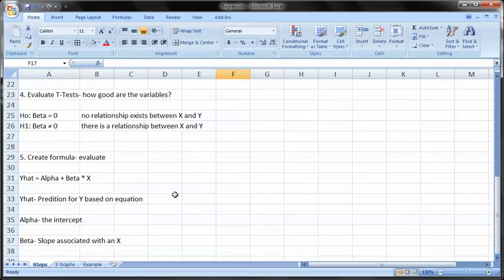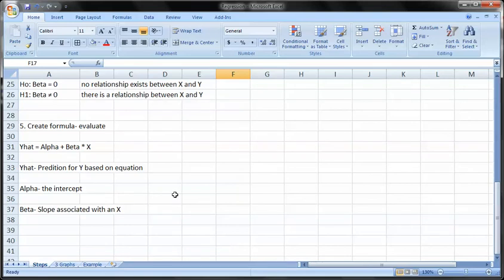Step number 5, create a formula and evaluate. The formula is based on this idea of y hat is equal to alpha plus beta times x. The x is your independent variable, times some sort of slope as created by the regression, plus an intercept term. The y hat is the prediction of y based on this model. And understand, it is not going to be exactly like your y data. Your y data is the actual data. The y hat is the y values created based off this equation. So a slight but important difference there.